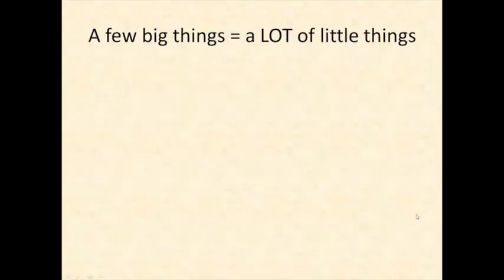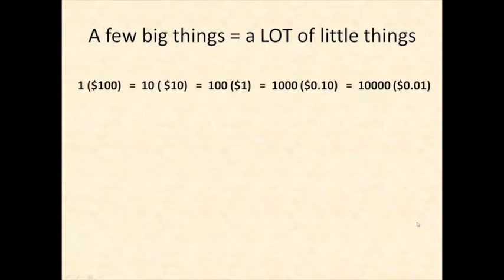So a few big things equals a lot of little things. And you can check your numbers that way when you're doing conversions in the metric system. Always be thinking that. Do you have a small number of large sizes, 1 times 100, equaling a large number, 10,000, of little tiny things? If you do, then you probably converted it correctly.